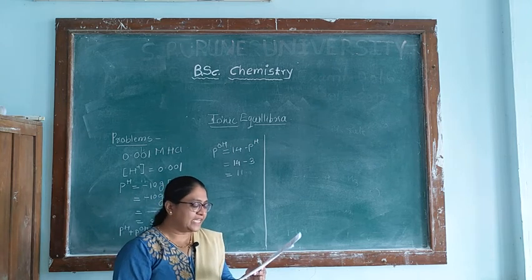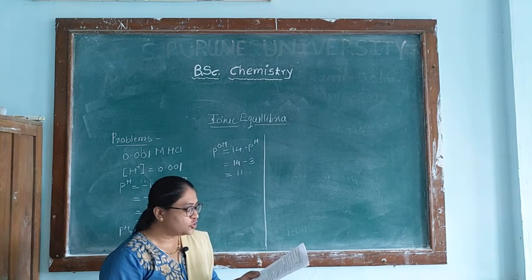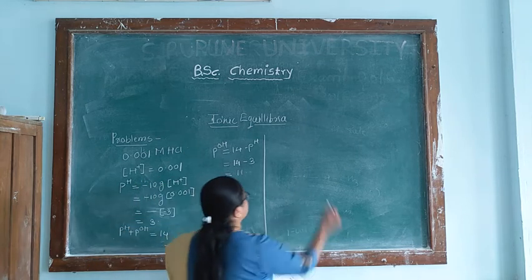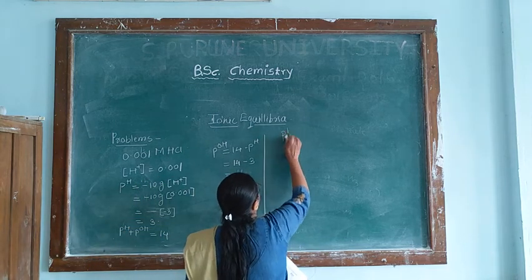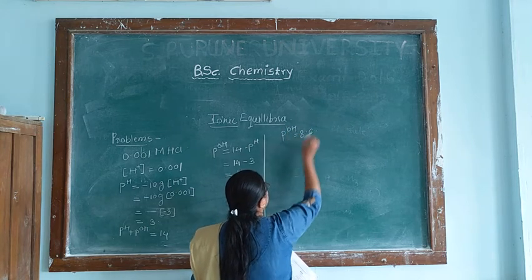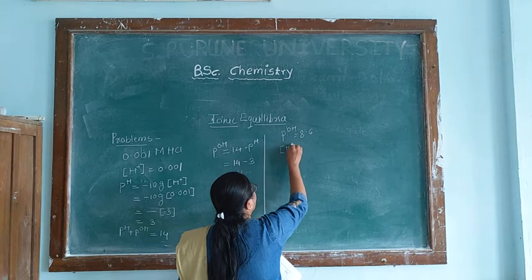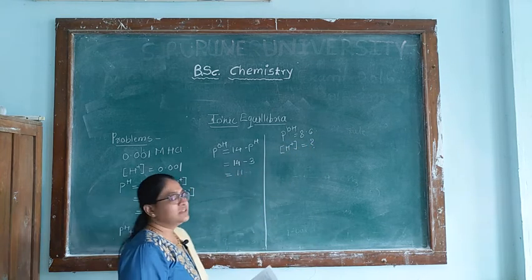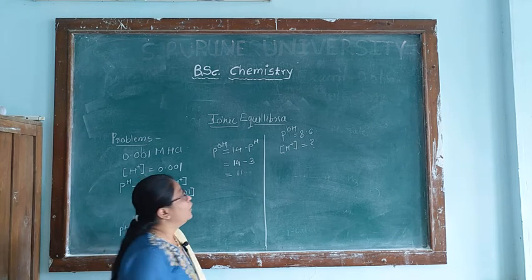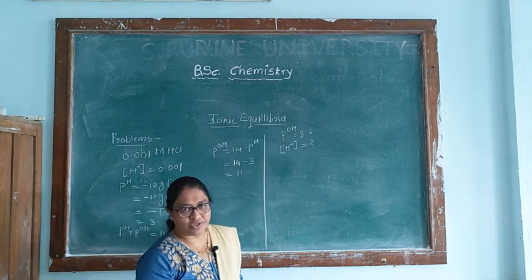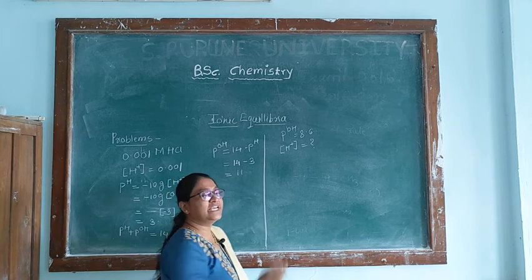Calculate the H plus ion concentration of solution whose pOH is 8.6. We have been given pOH which is equal to 8.6, and we have been asked to calculate H plus ion concentration. So how can we calculate? From pOH we can calculate OH minus ion concentration. Therefore how can we calculate H plus?